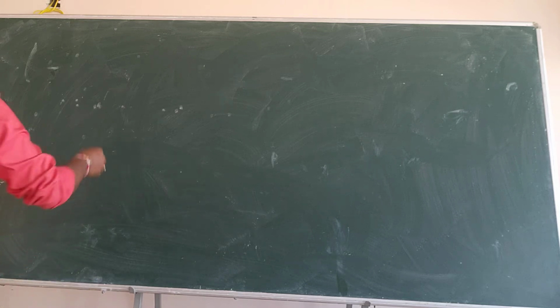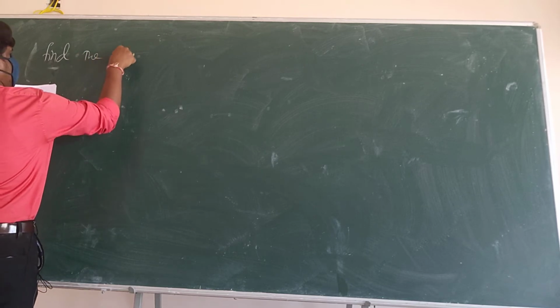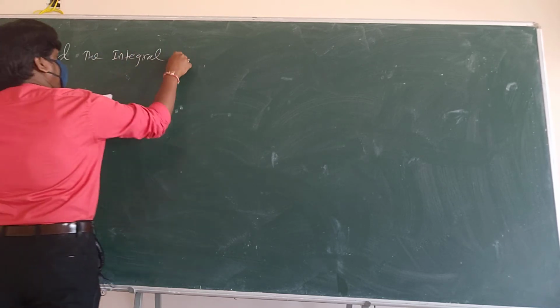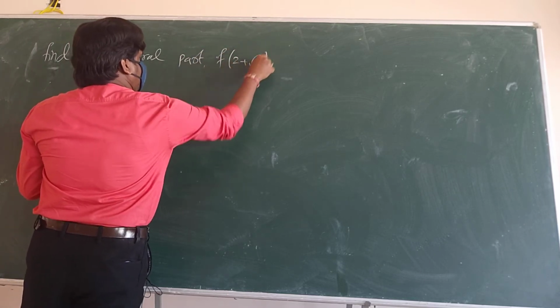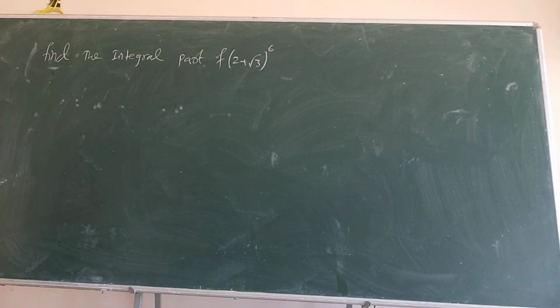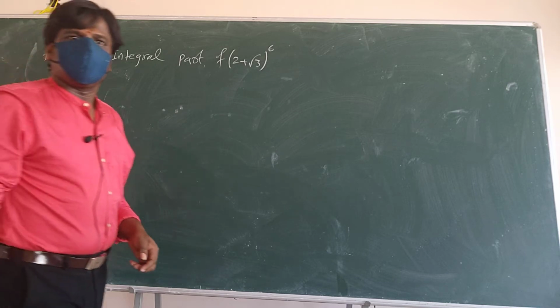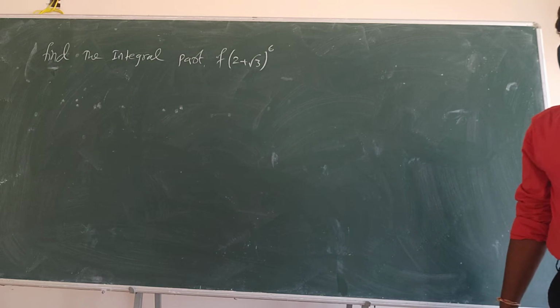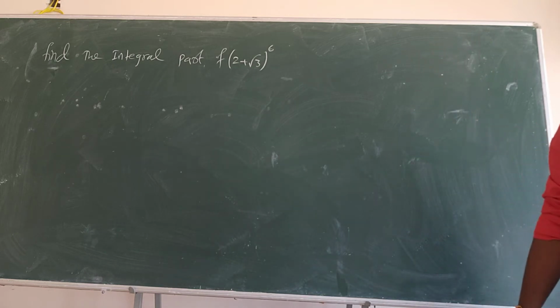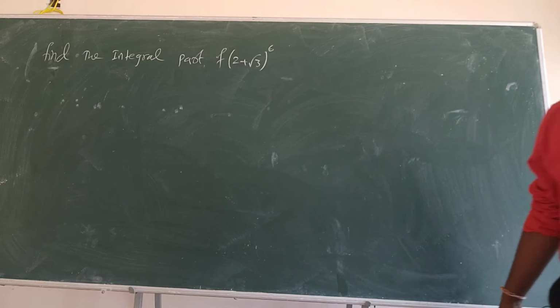Find the integral part of (2 plus root 3) to the power of 6. I explained integral part before, but not this expansion, the other expansion with 9 power something. So when you want to find the integral part of (2 plus root 3)^6, what do you do here?